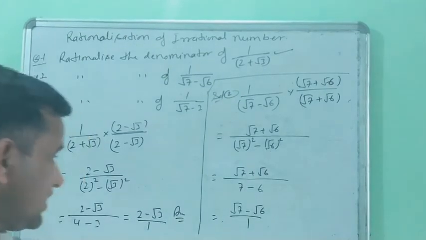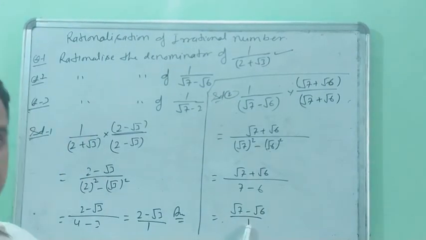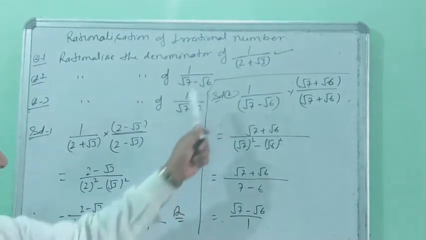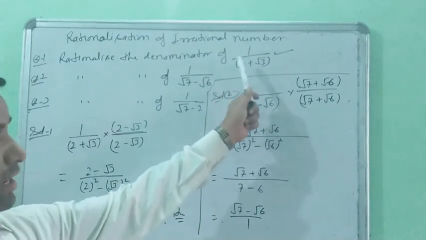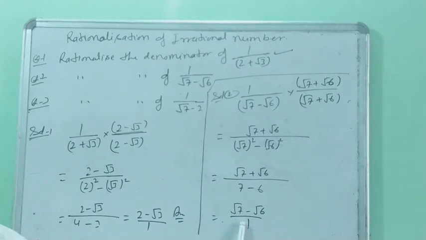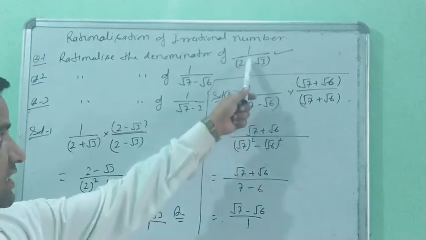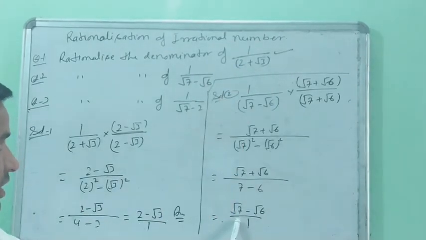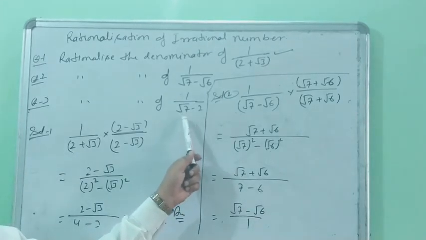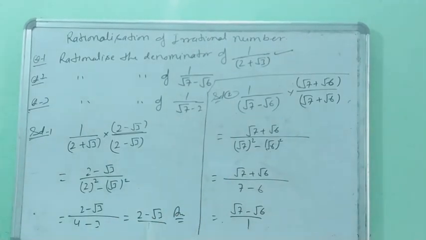Yes, student, the denominator always comes out rational. If the question is given in the binomial form, the rationalized denominator always comes in the rational form. The first and second questions are solved. Then we will start the third question. First, all of you note it down.